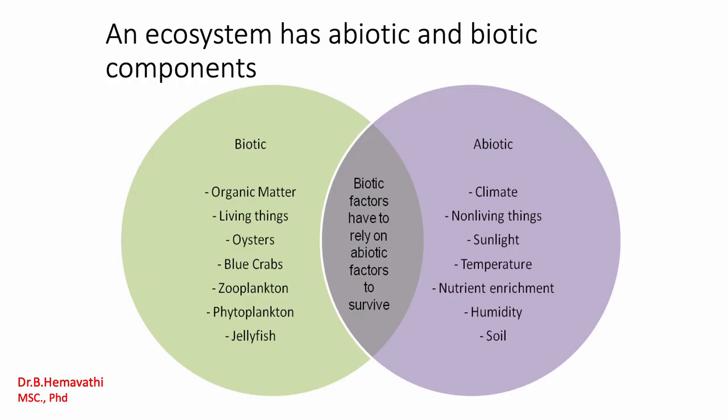Today I am going to describe the abiotic and biotic components of an ecosystem. Biotic components include the organic matter, living things, oysters, blue crabs, zooplankton and phytoplankton. Whereas abiotic factors include the physical components such as the climate, sunlight, temperature, nutrient enrichment, humidity and soil.